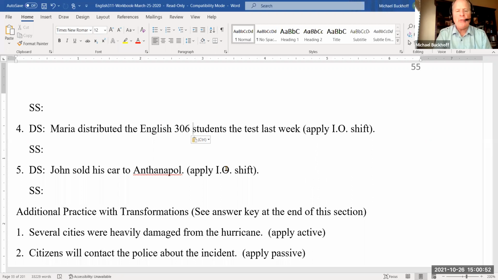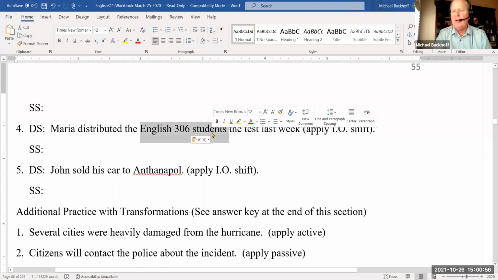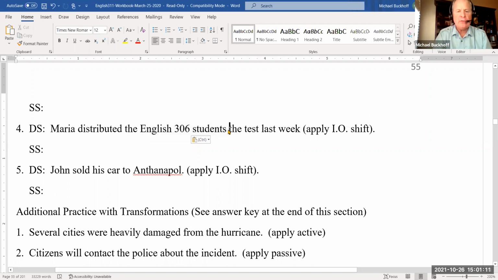Now, if it's awkward, you go, I don't know, this is confusing, there's too many things going on here, then leave it in its original state. Maria distributed the test to the English 306 students. If you think that's less confusing, always go with the more basic version, usually, if you're not sure. Okay, let's try another one.